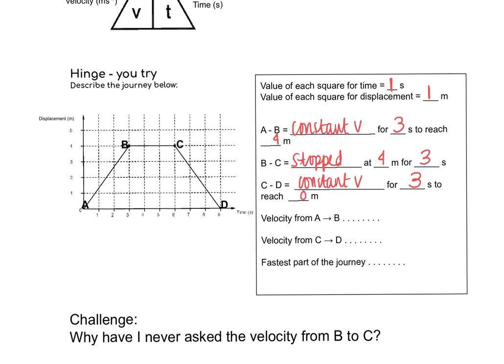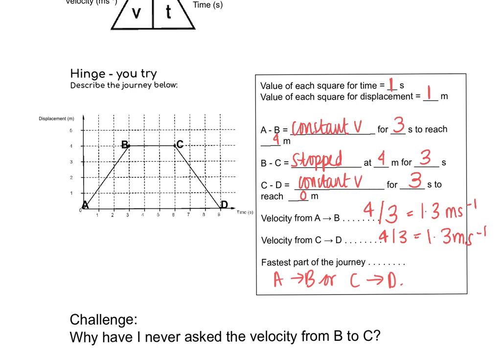So from A to B, we can work out our velocity. Our displacement is 4. We're going to divide it by the 3 seconds that it took. So it's 1.3 recurring meters per second. And velocity from C to D, so this time it's gone 4 meters in 1, 2, 3 seconds, exactly the same, 1.3 meters per second. So the fastest part of the journey, A to B or C to D. It's not going to be from B to C because it's stopped there.